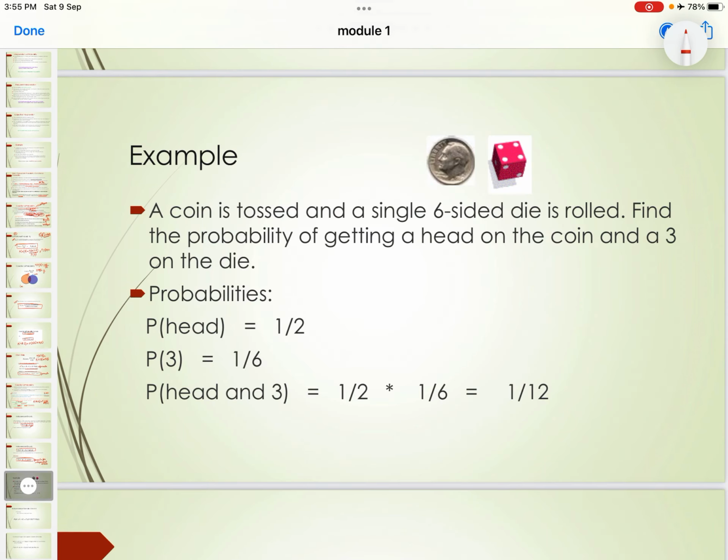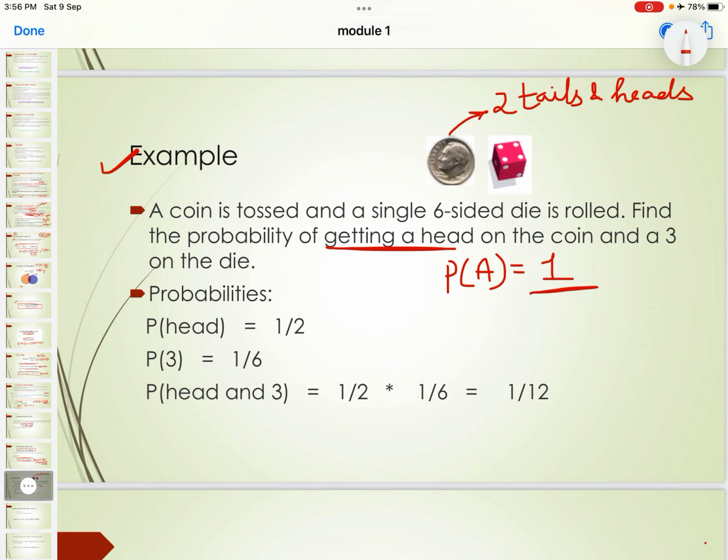So let's see an example. A coin is tossed and a single six-sided die is rolled. Find the probability of getting a head on the coin and a 3 on the die. In a coin you have two outcomes, heads and tails. They are saying that it is tossed and you get a head, so P of A will be head. How many times can you get a head? One time. Total possible outcomes are 2.